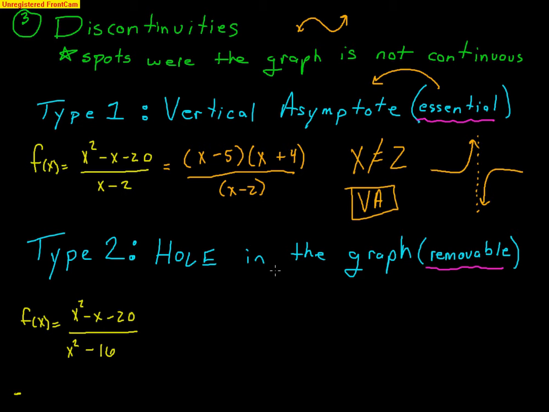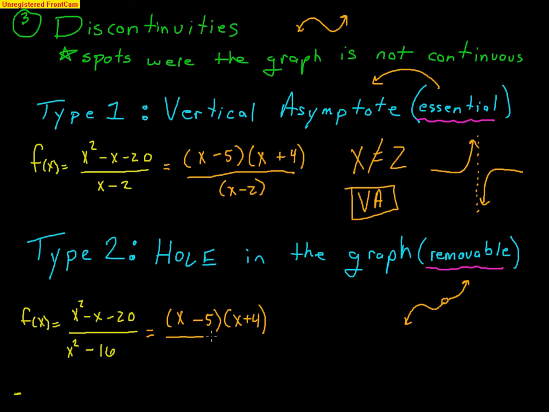The next type of discontinuity we have is called a hole in the graph. This is called a removable discontinuity. This is literally, here's the graph, and there's literally a hole in the graph. There is one spot, just one spot, where the graph does not exist. This occurs when you have a factor on top and bottom. So let me go and factor this for you. x minus 5 times x plus 4.